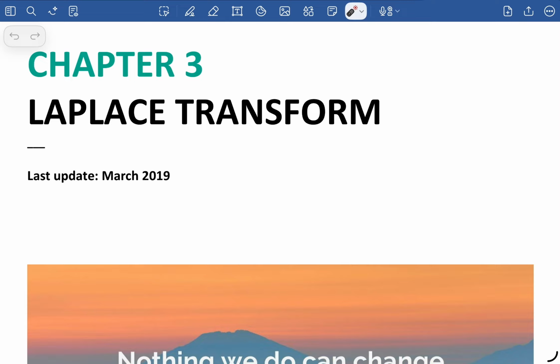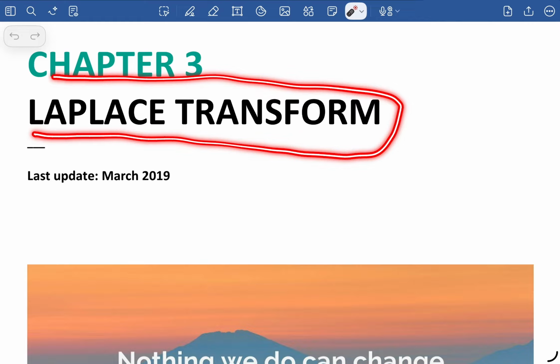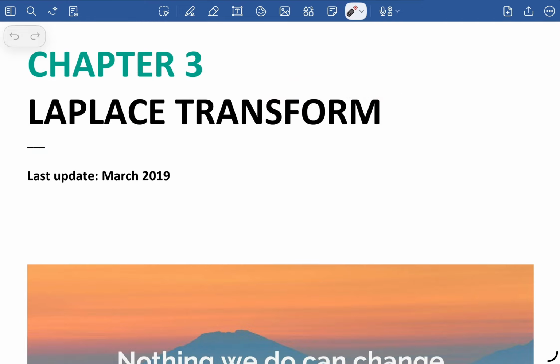Okay, so we have completed chapter 2 on how to solve the second and higher order differential equation by using certain methods, the method of undetermined coefficient and variation of parameters. Now we will look at the third chapter, where we will focus on Laplace transform. So what is Laplace transform all about?